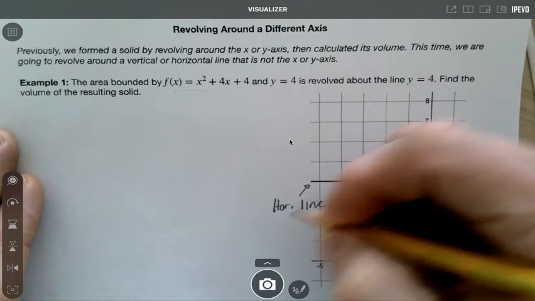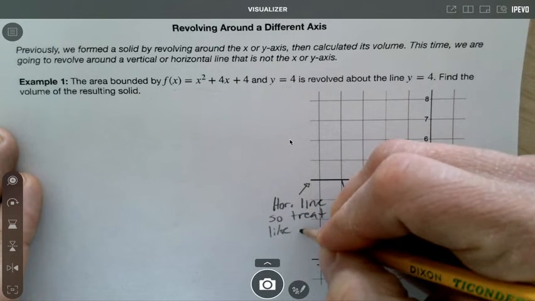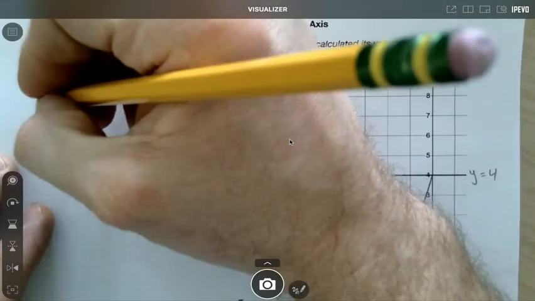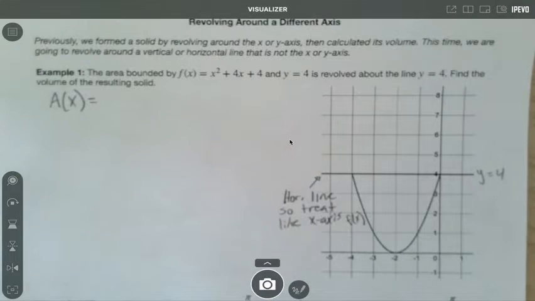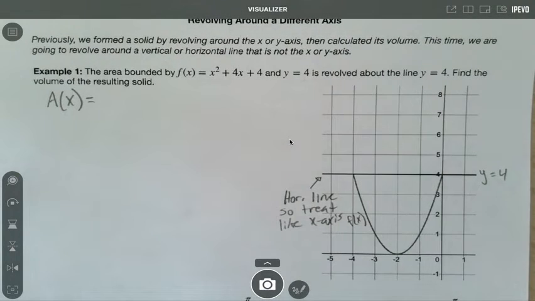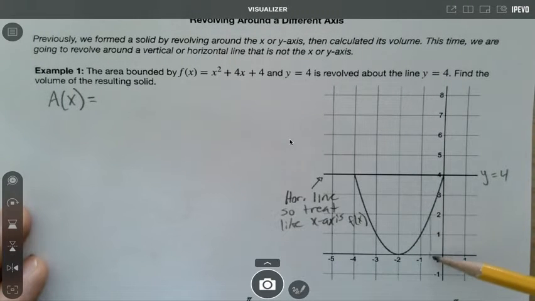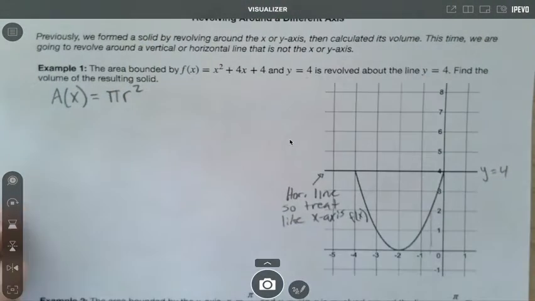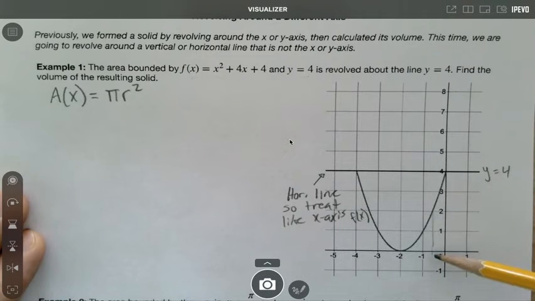Because it's a horizontal line, we're going to treat it like an x-axis. So if you treat it like an x-axis, we know we want our area function in terms of x. Normally I would say, okay, here's my function. I would find the piece, and then I would just imagine revolving around the x-axis. So all I would have to worry about is we're creating a circular cross section. So I'd use pi r squared, and then I would just simply plug in the function for the radius.